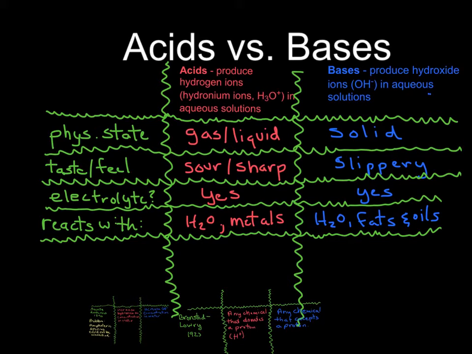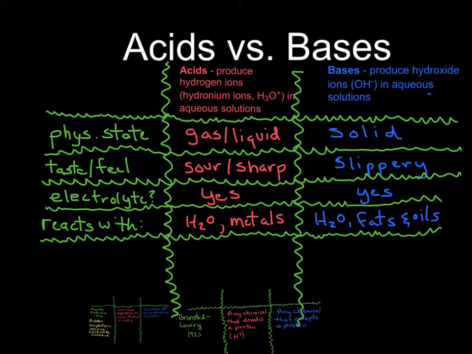All right, the physical state of acids tends to be a gas or a liquid, and bases come as solids. Acids, if you've ever tasted a lemon, taste sour or sharp, and bases feel slippery like soap. They both produce electrolytes in solution. Electrolytes are ions, and since acids produce the hydronium ion and bases produce the hydroxide ion, these are considered electrolytes.